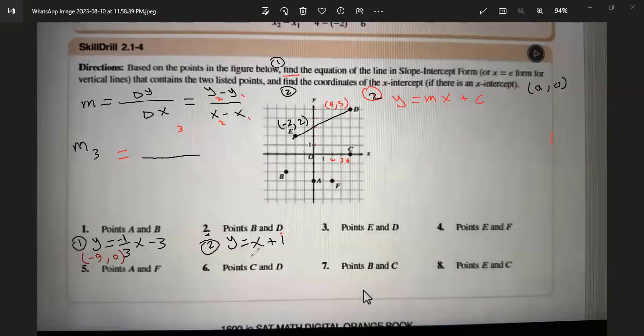For number 2, just put y equals 0. If y equals 0, whatever x we have, put 0 here. So 0 equals x plus 1. So x equals negative 1, moving it to the other side. So the x-axis intercept here is negative 1 and 0.